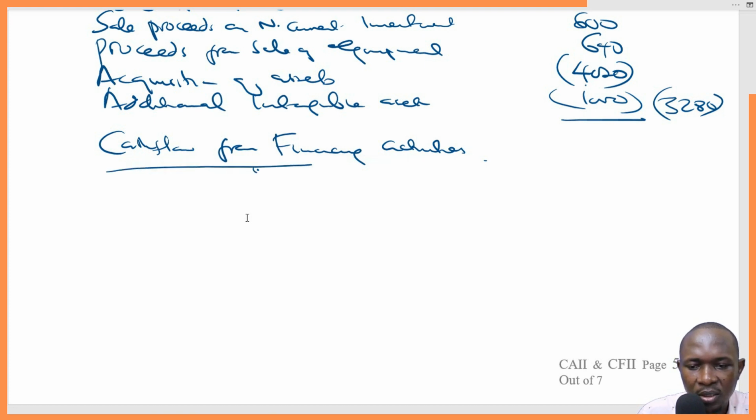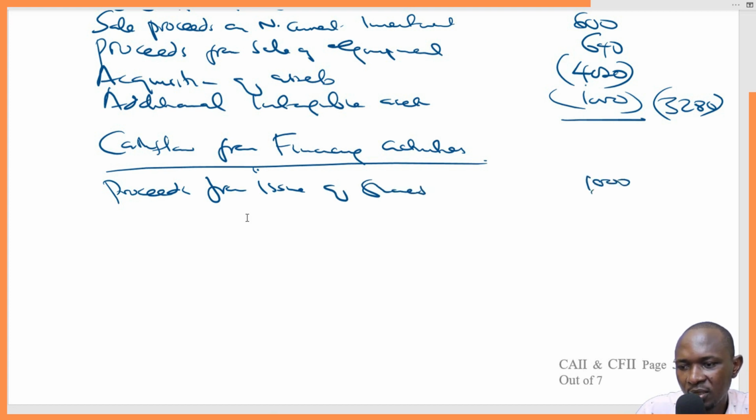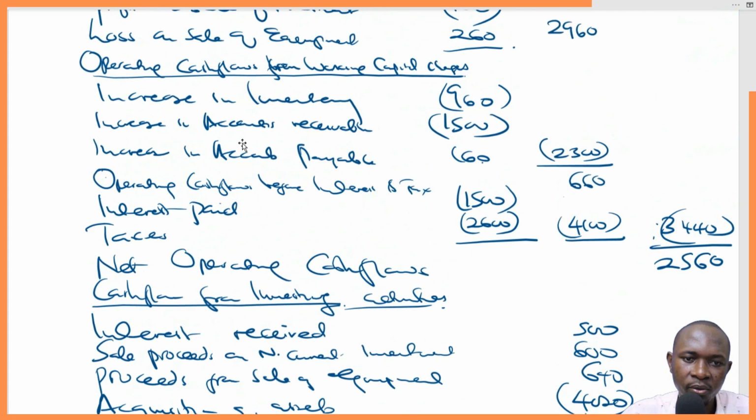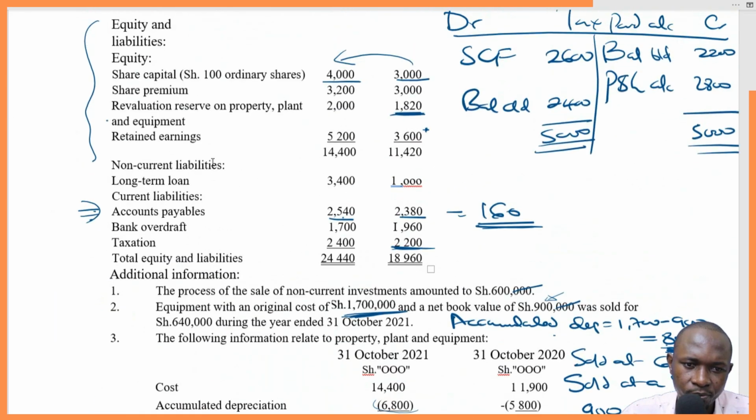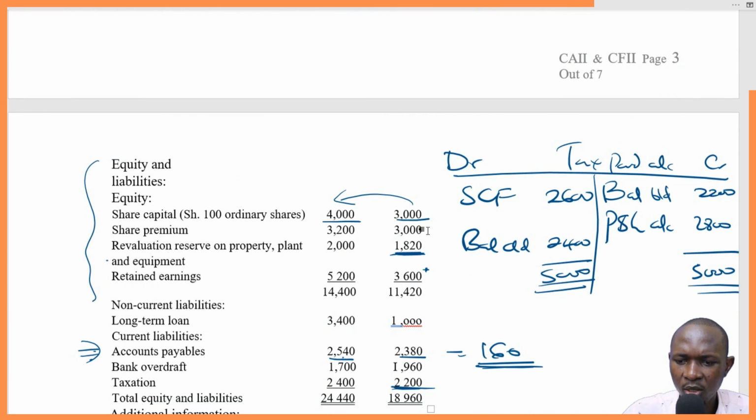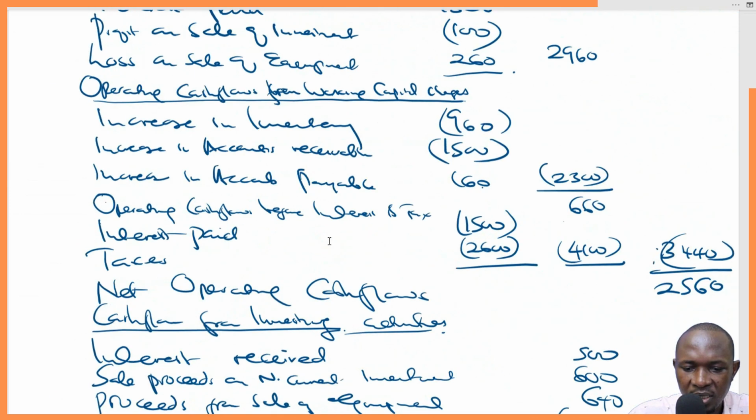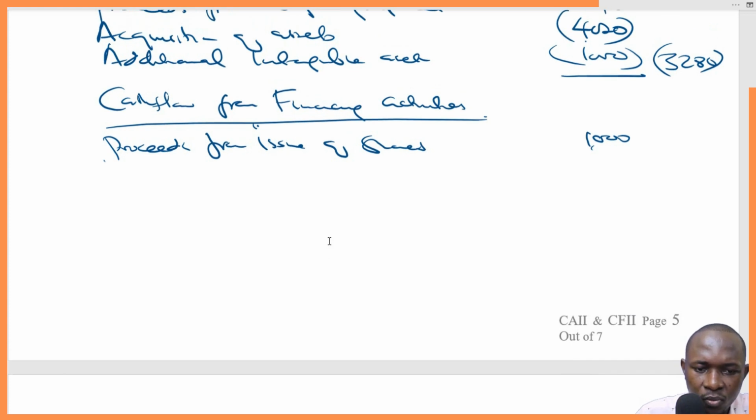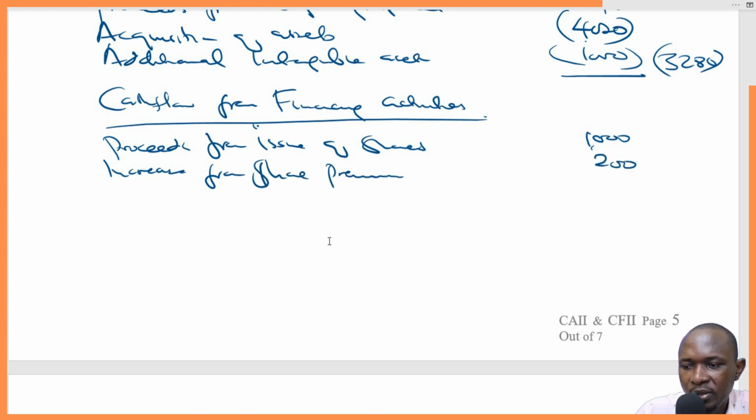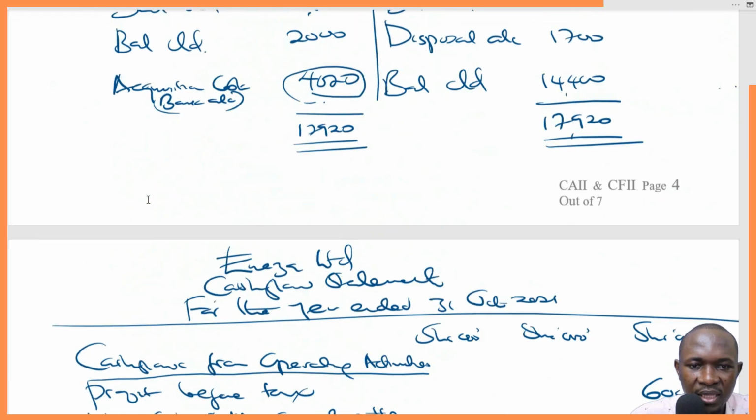Proceeds from issue of shares. We talk of 1,000. It means we issued, so money came in. And then go back to the same place, share premium. You can see share premium has also increased by how much? 200, from 3,000 to 3,200. So we'll also talk of share premium, 200, increase in share premium, 200. That means we are receiving money from share premium. How much? 200. Good. Then we go to the third item.